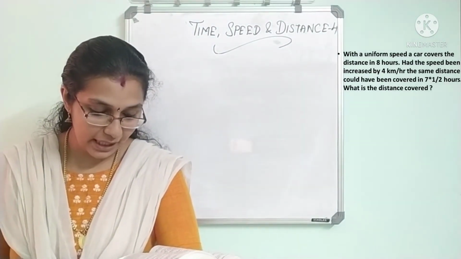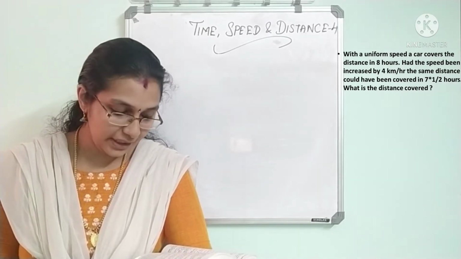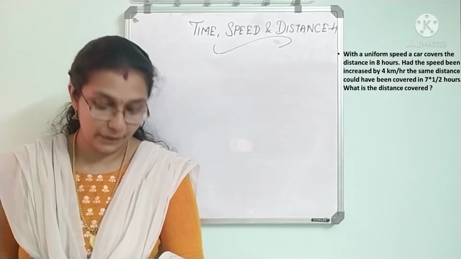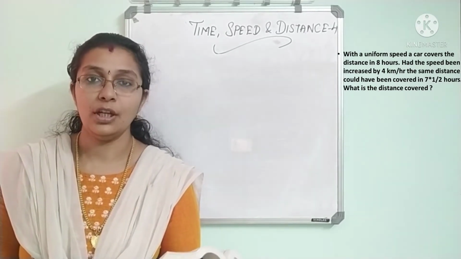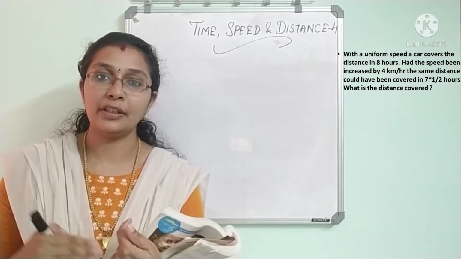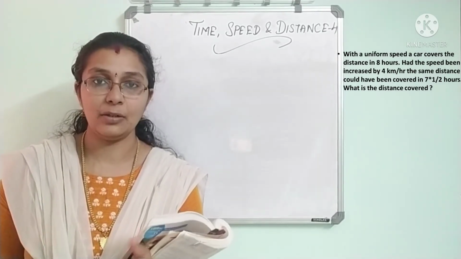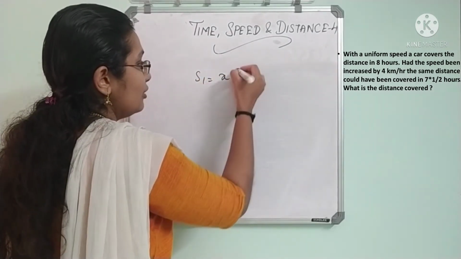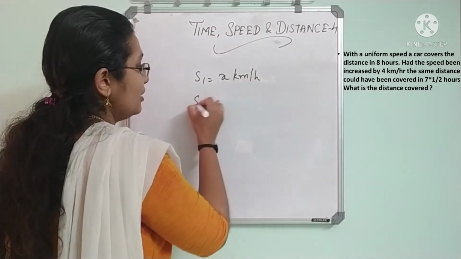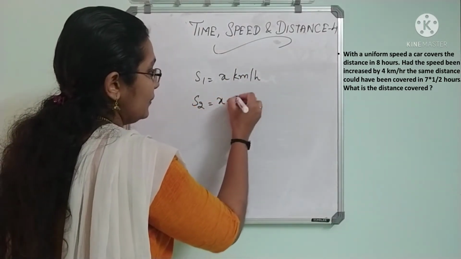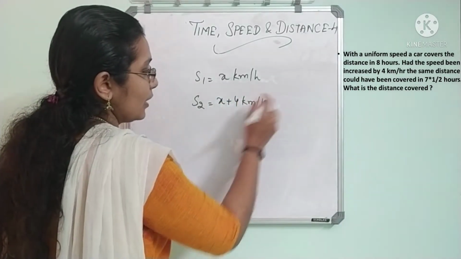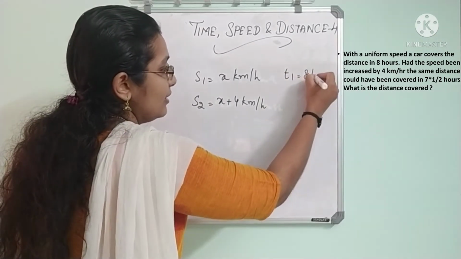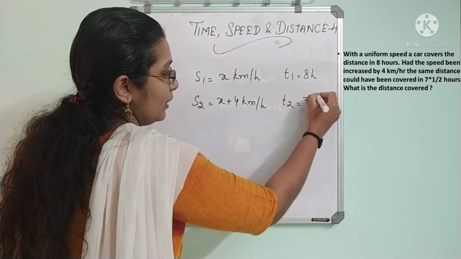With a uniform speed, a car covers the distance in 8 hours. Had the speed been increased by 4 km per hour, the same distance could have been covered in 7 1 by 2 hours. What is the distance covered? So here actually we cannot use the shortcut because they haven't given the speed directly. Instead they have given the hint as first speed, let us consider it to be x km per hour, and second speed it is x plus 4. Clear? It is increased by 4 they have given. So plus 4. And time taken is 8 hours and time 2 is 7 1 by 2 hours.